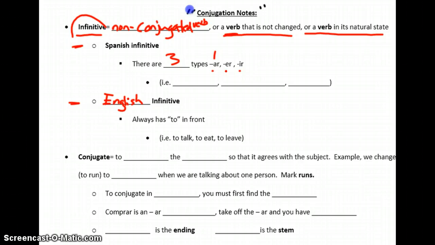Here's what verbs look like in Spanish. Here's to talk. We're going to write to talk right now. Hablar. That means to talk. Here's the verb to eat. Comer. And the verb to leave. Salir. Or to go out. So look, this is AR, this ends in AR. This is ER, this ends in ER. This is IR, this is IR. So what do Spanish infinitives look like? They look like this: AR, ER, and IR. Those are verbs: to talk, to eat, to go out, or to leave.